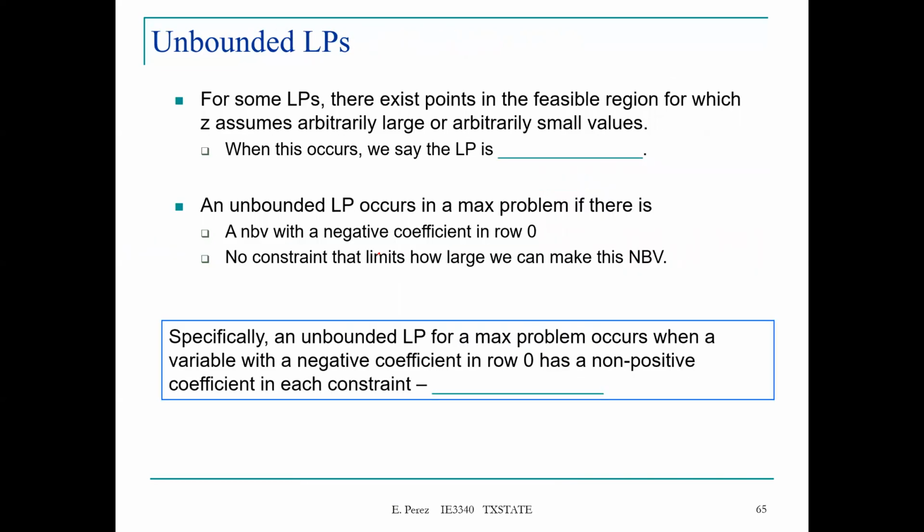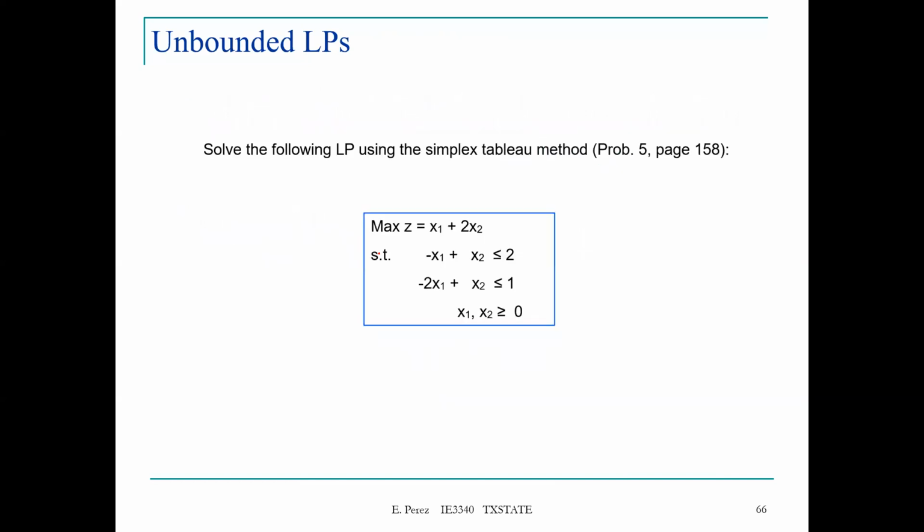For some LPs, there exist points in the feasible region for which Z assumes arbitrarily large or arbitrarily small values. When this occurs, we say the LP is unbounded. An unbounded LP occurs in a maximization problem if there's a non-basic variable with a negative coefficient in row 0 and no constraint that limits how large we can make this non-basic variable. Specifically, an unbounded LP for a maximization problem occurs when a variable with a negative coefficient in row 0 has a non-positive coefficient in each constraint. So the ratio test fails.